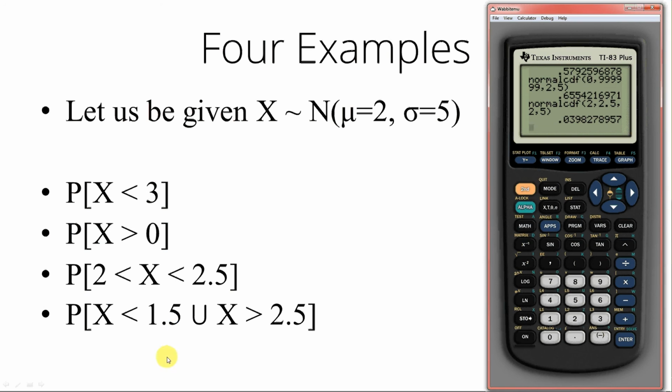Finally, the probability that x is outside the interval from 1.5 to 2.5 is just 1 minus the probability that x is inside that interval. Complementary events. So this would be 1 minus, again, normalcdf. 1.5 is the min, 2.5 is the max. Again, the mean is 2, standard deviation is 5. So 92.03% chance that x is outside the interval 1.5 to 2.5.